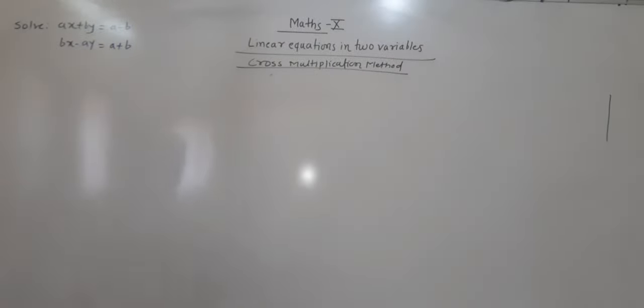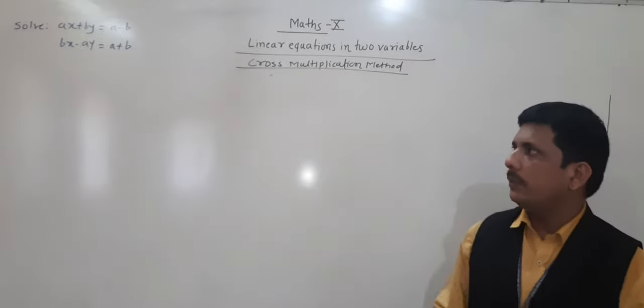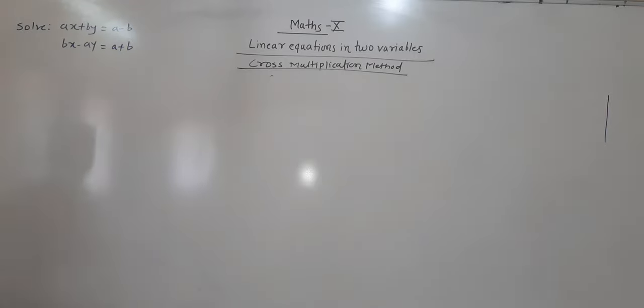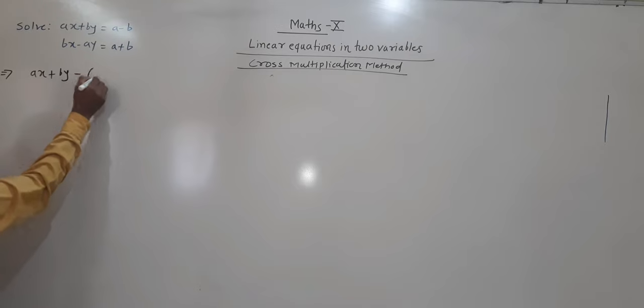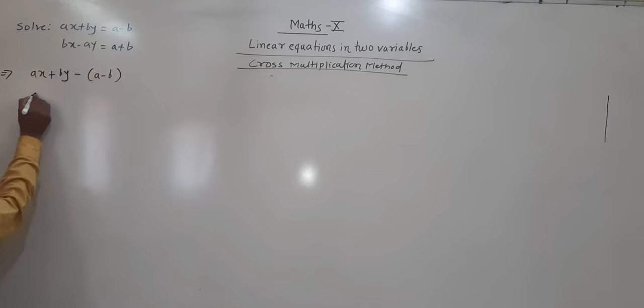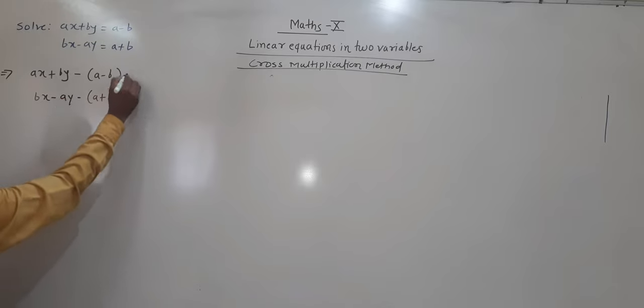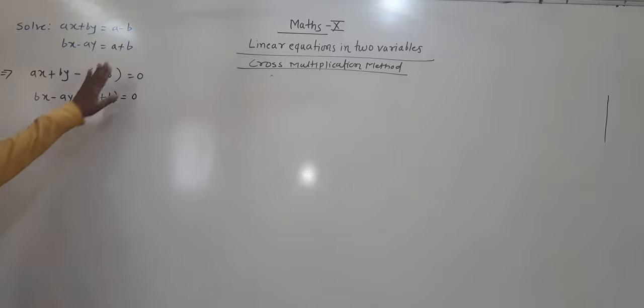Okay. The second example we are going to see. That also we are going to solve by the same method, cross multiplication. See here, it is given: solve ax plus by is equal to a minus b, and bx minus ay is equal to a plus b. As usual, we will take ax plus by minus (a minus b) and second bx minus ay minus (a plus b) equal to 0. We have taken the constant term; we always need to take it in the LHS. Finally, we will get the values.